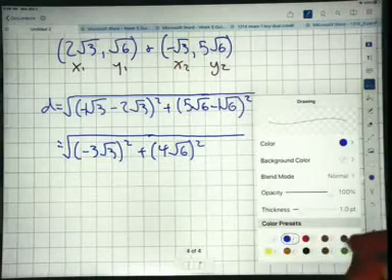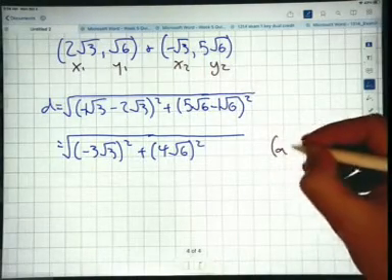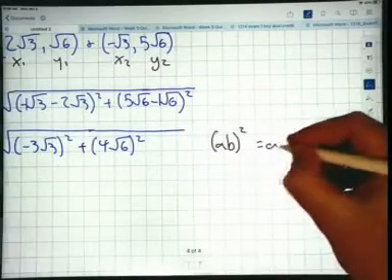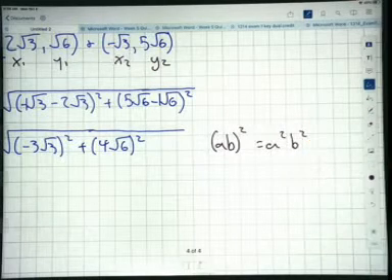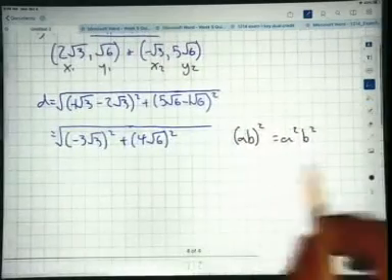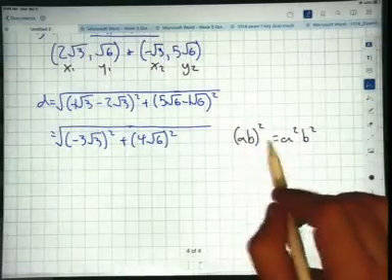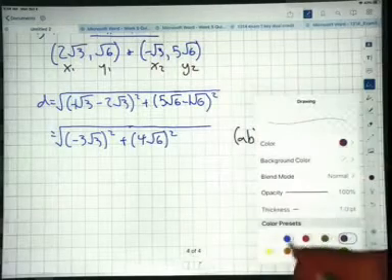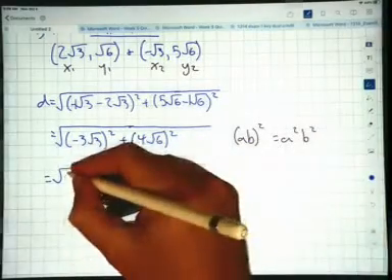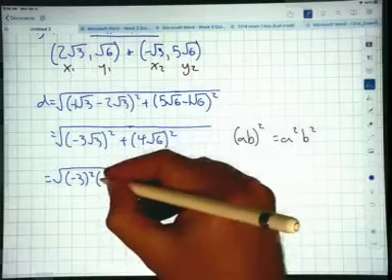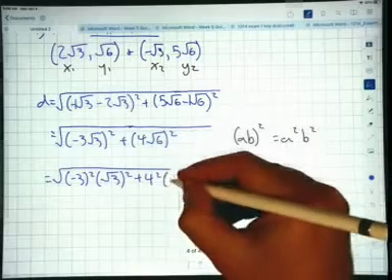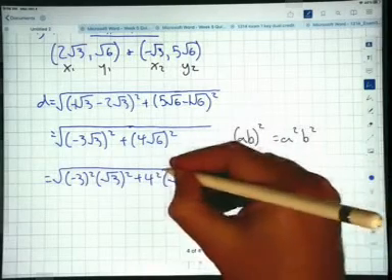Before I go on, just a little thought. If you have a times b to the second power, this is equivalent to a to the second, b to the second. The exponent of 2 gets applied to every single factor inside our parentheses. Everything's still under square root, so we now have negative 3 to the second power times root 3 to the second power plus 4 to the second power times root 6 to the second power.